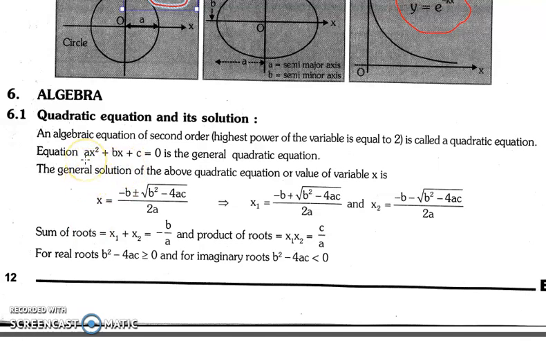This is the quadratic equation that we have learned in class 10th. If an equation is of the form ax square plus bx plus c is equal to 0, this is a general quadratic equation, and the roots of this quadratic equation can be found by the formula x is equal to minus b plus minus root D upon 2a. And this b square minus 4ac is known as the discriminant. This we have all learned in class 10th.